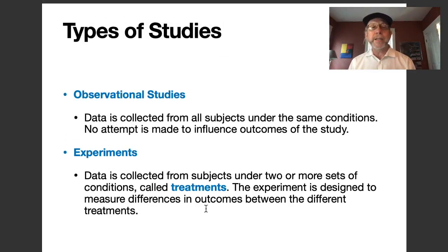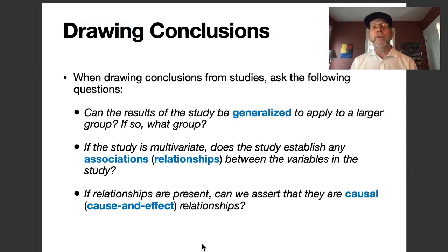We've already discussed the kinds of studies: observational studies in which data is collected all under the same conditions, and experiments in which data is collected from different groups of subjects under different conditions. When we're thinking about drawing conclusions from studies, we need to think about where the data came from. We need to ask some basic questions. Can the results of the study be generalized to apply to a larger group? And if so, what group would that be?